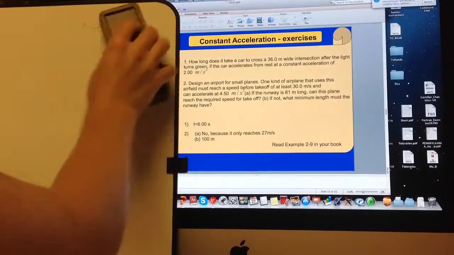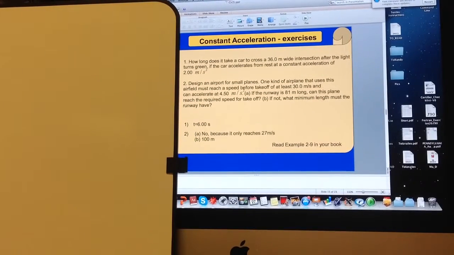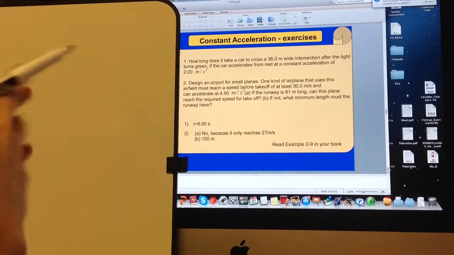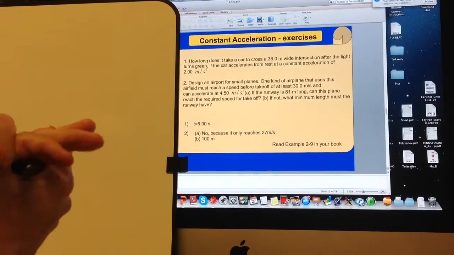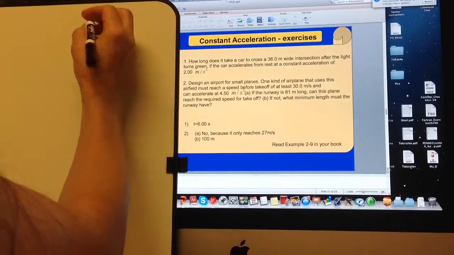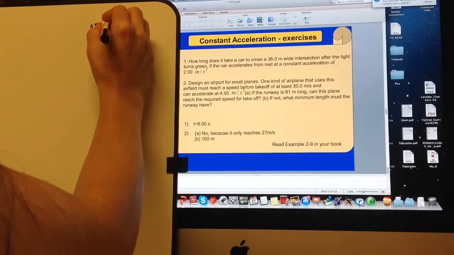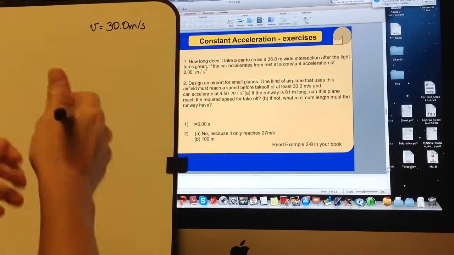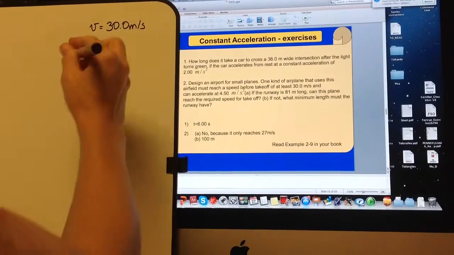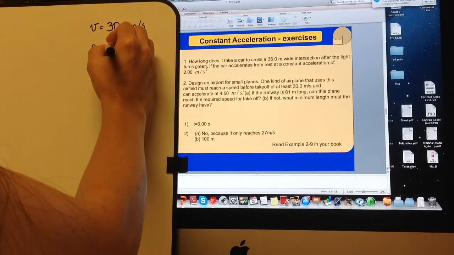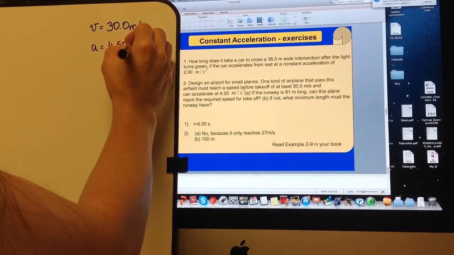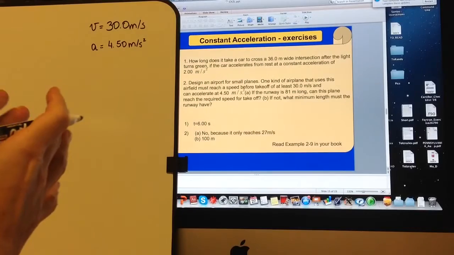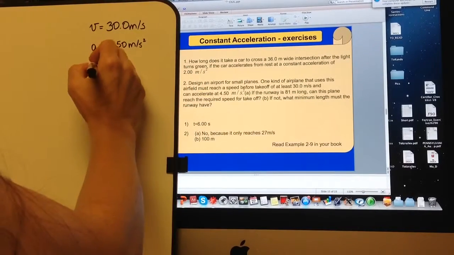All right, so let's see now the second question. So let's erase this one. The second question is, let's try to design an airport for small planes. The plane that we are going to use there must reach 30 meters per second. So the final speed has to be 30 meters per second, otherwise the plane cannot take off. And we know that the power of this engine is such that the plane can accelerate with an acceleration of 4.50 meters per second squared. Okay, and it's going to start accelerating from 0, right?